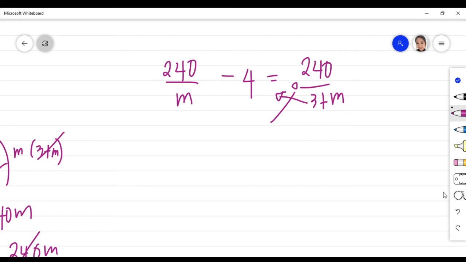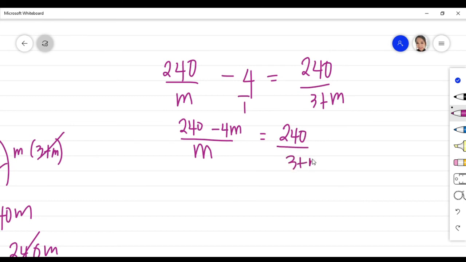So what we will do, we will combine these two terms here as a single fraction. The LCD, we know that the denominator for negative 4 is 1, so our LCD is m. For the 240, m divided by m times 240, that is 240. M divided by 1, that is m times negative 4, so that is negative 4m. So this is now the combined single fraction for the two terms here, equals 240 over 3 plus m.